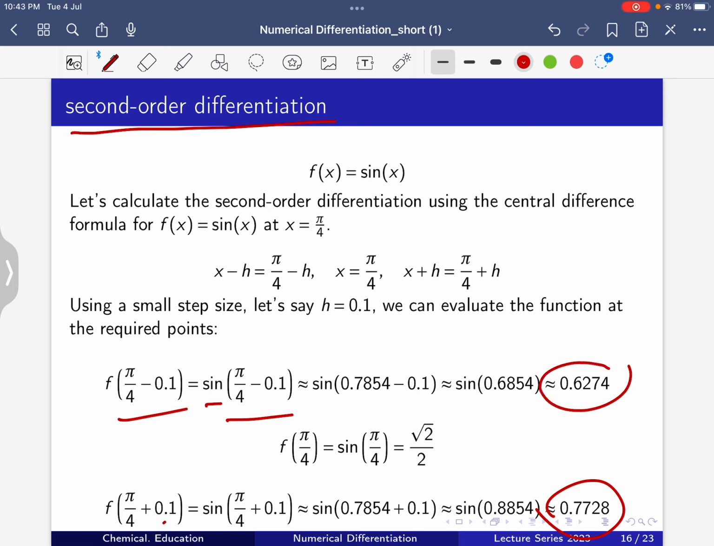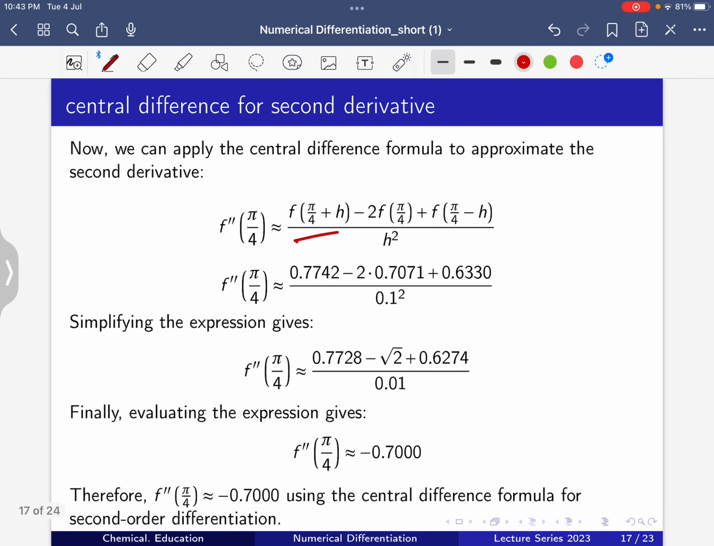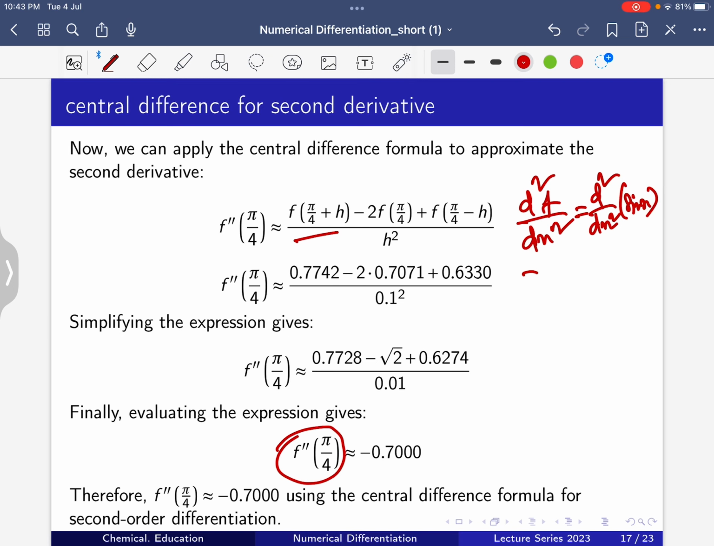Again if you calculate we get that value, and f(π/4) is equal to root 2 by 2. If we plug all these values, ultimately we'll get f''(π/4) is equal to minus 0.700. Now we can do it analytically also, so d²f/dx², that is d²/dx² of sin x, so dy/dx will be cos x and then minus sin x. Now we can put x is equal to π/4, that will give again minus 0.707.